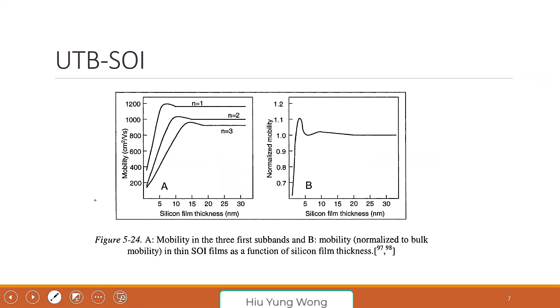Now, if you look at the ultra thin body, UTB, there are many abbreviations. What happens when you look at the mobility? If we look at the thickness, when it is very thick, mobility is the same. But when you get lower and lower, you will get a bump. Mobility suddenly goes up. Why? You probably don't know unless you learned this before. This is because it reduces the so-called intervalley scattering.